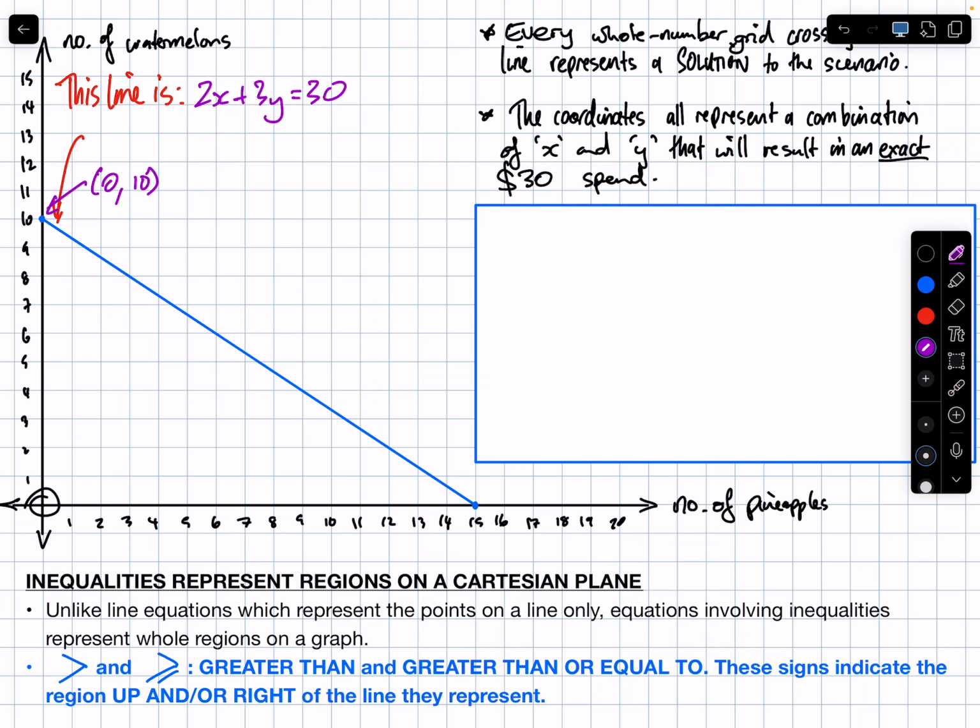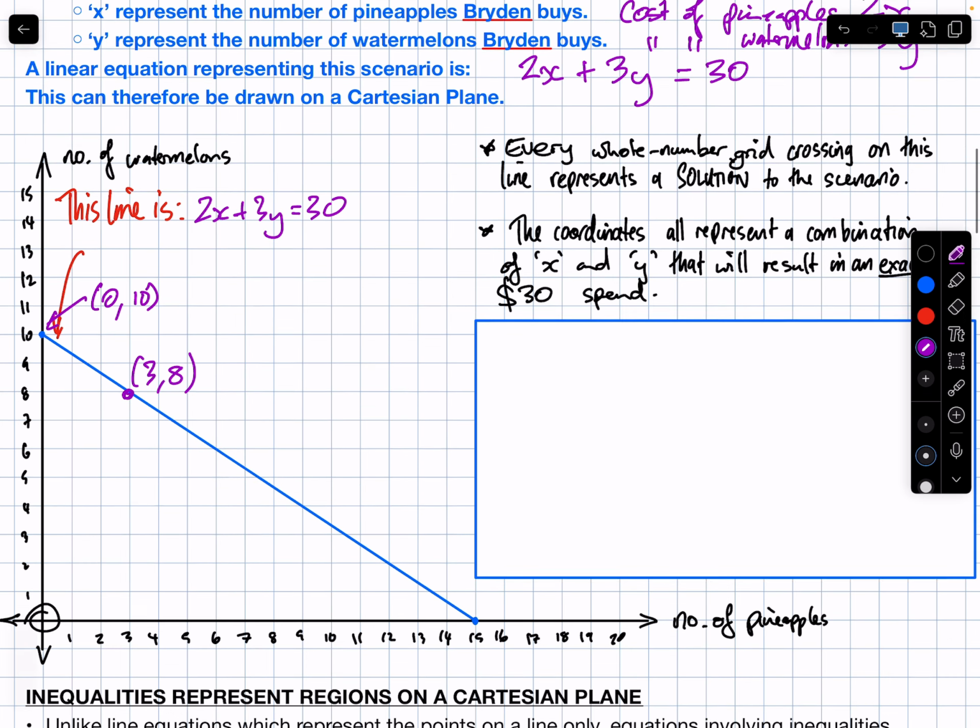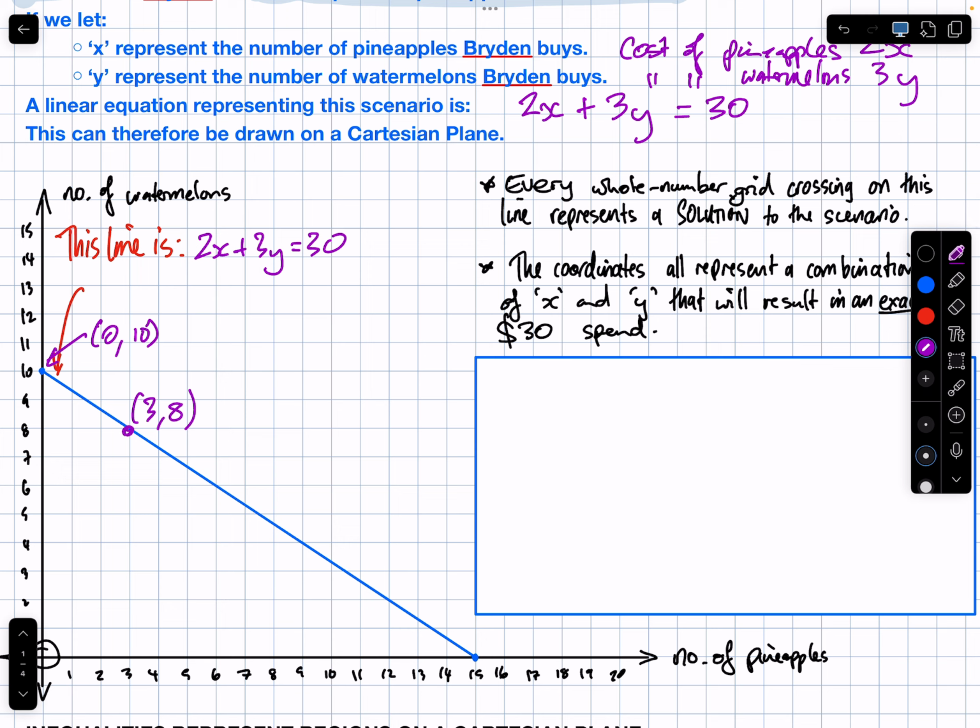That dot is 3, 8. What does that represent? Buying 3 pineapples. 3 pineapples cost $2 each, $6, plus 8 watermelons. 8 times by 3, what's that? 24. 24 plus 6, does that equal 30? Yep. So that's another combination of things he could buy.